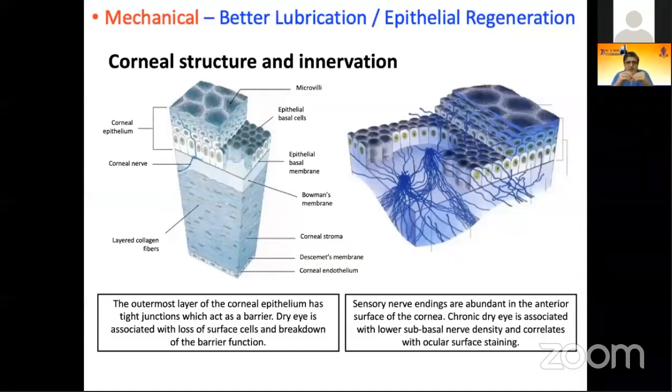When we look at corneal structure and innervation, we realize that the ocular surface epithelium has a lot of tight junctions. So the corneal epithelial tight junctions form a barrier. And in patients with dry eye, there is a breakdown of this barrier function. The ocular surface and the corneal layers also have a very rich, abundant supply through the subbasal nerve plexus. And in chronic dry eye, there is damage to the epithelial and the subepithelial nerve plexus, and this correlates with ocular surface staining.